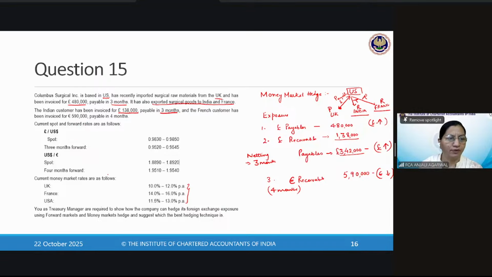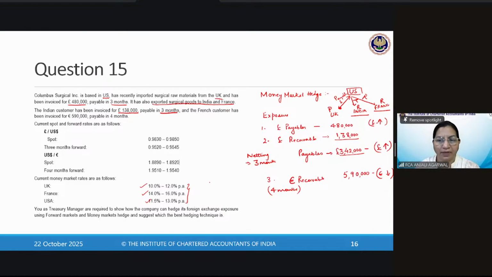Current spot and forward rates are given. Spot against pound now and 3 months. Dollar and euro now and 4 months. And there is also money market rates in UK, France, US. You, as a treasury manager, are required to show how the company can hedge the foreign exchange exposure using forward markets and money market hedge and suggest which is the best hedging technique.